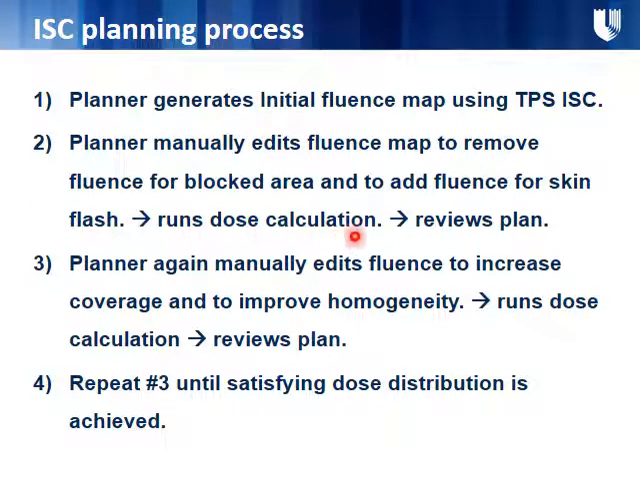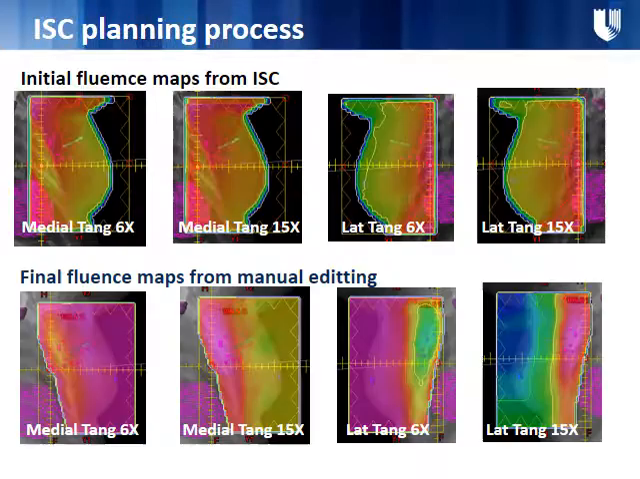Then dose calculations should be done and the plan should be reviewed by the planner. The planner again manually edits fluence to increase the coverage and to improve inhomogeneity. Each time a manual edit is done, dose calculations have to be done again. Then the planner should review the plan. And the planner should repeat this process until a satisfying dose distribution is achieved.